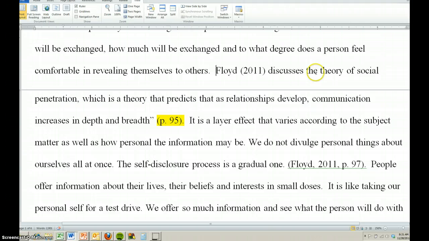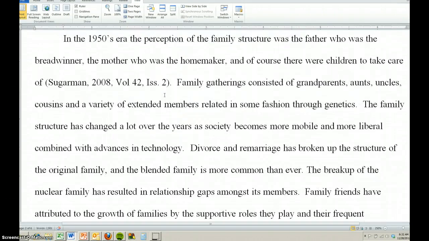And I'm going to find where this quotation begins. It's right here. This is where the quotation actually begins. So, Floyd discusses the theory of social penetration, which is a theory that predicts that as relationships develop, communication increases depth and breadth. That is now a correct citation. Very good job. All right, let's move down to the next one.